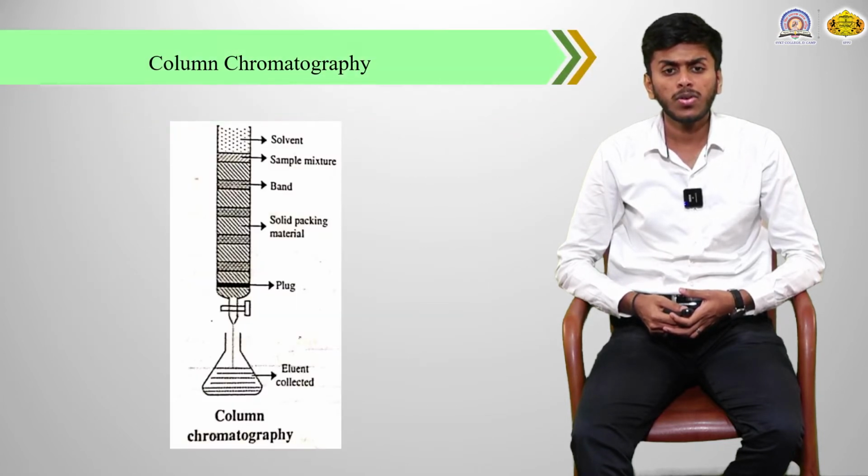This is a diagram of a column chromatography. At the bottom of the column we see the cotton plug, then the solid packing material such as silica gel or alumina gel is packed, and the sample mixture is placed on the top of the solid phase. At last we pour the solvent, that is the eluting solvent, for the separation, and as the solvent passes below, it separates the sample mixture into corresponding bands.